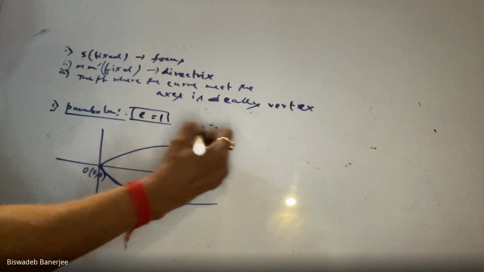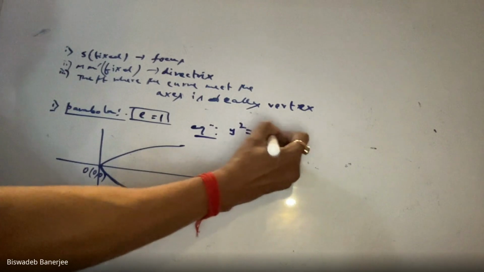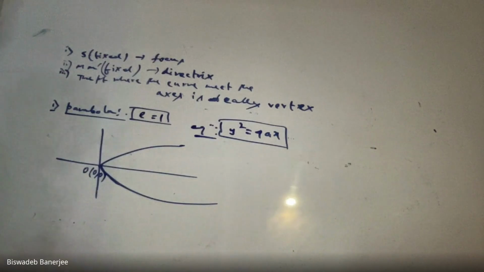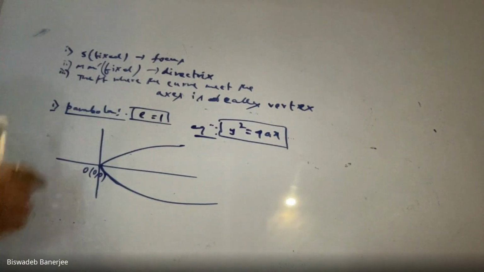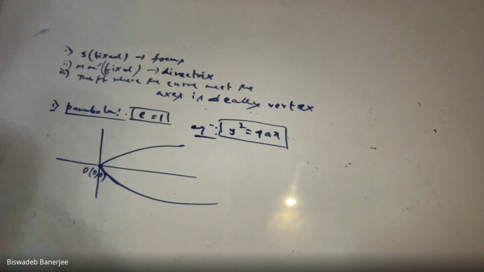What is the equation of the parabola? The equation of the parabola is y square equals 4ax. That is called the equation of the parabola. That is my vertex, because at this point this curve meets the x-axis. That is why it is my vertex.